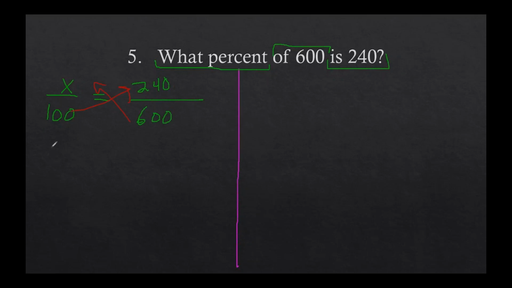Let's cross multiply. 600x equals 24,000. Divide both sides by 600. And as Christian said, x is 40. Now I said incorrect. We're missing a technicality. What are we missing in our answer?